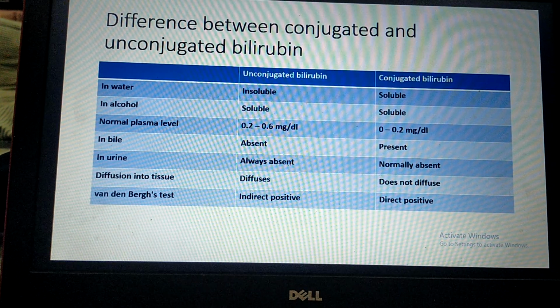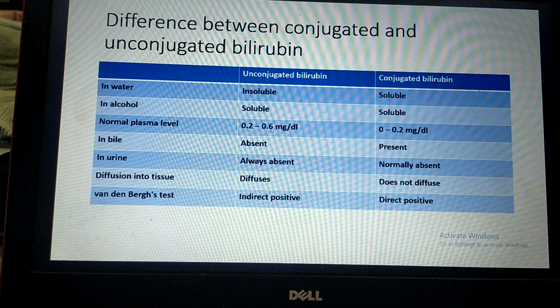Now, differences between unconjugated and conjugated bilirubin. Unconjugated bilirubin is insoluble in water, whereas conjugated bilirubin is soluble in water. Both bilirubins are soluble in alcohol. Normal level of unconjugated bilirubin ranges from 0.2 to 0.6 mg per deciliter, whereas conjugated bilirubin level is from 0 to 0.2 mg per deciliter.